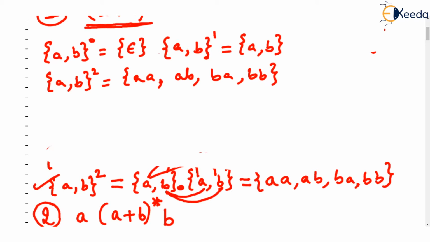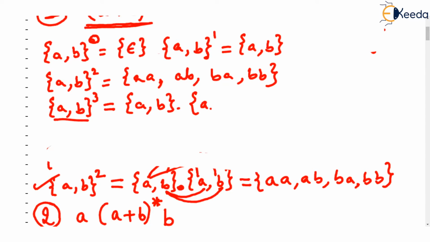So what should be {A, B} raised to 3? What should be {A, B} raised to 4, {A, B} raised to 5, and so on, because we are saying {A, B} raised to star. Now what do you mean by star? 0 or more occurrences of {A, B}. Please try to understand. So what is this {A, B} raised to 3? This is {A, B} dot {A, B} dot {A, B}. But we know {A, B} dot {A, B}, we already know what is the result, isn't it?